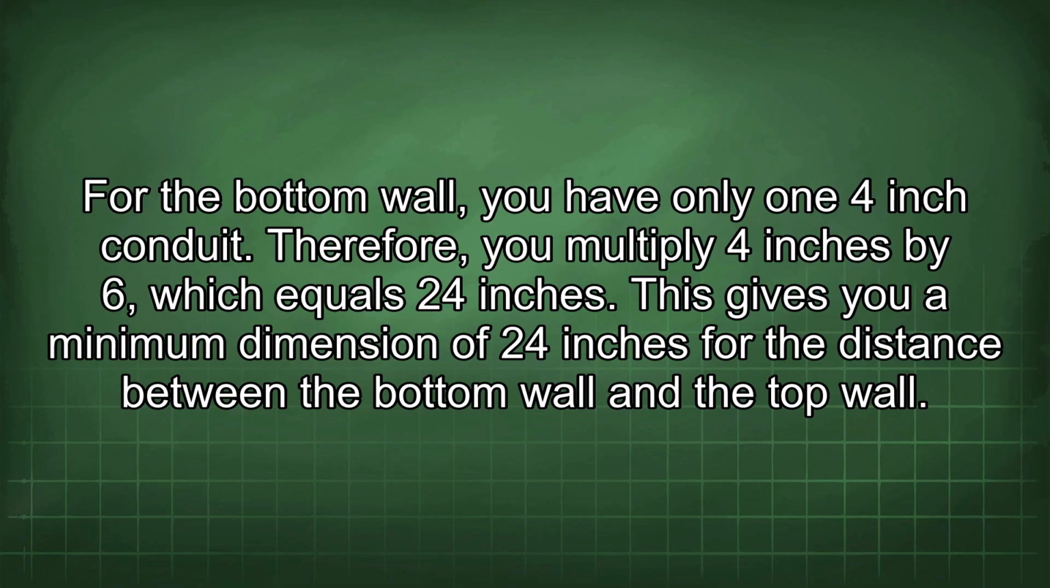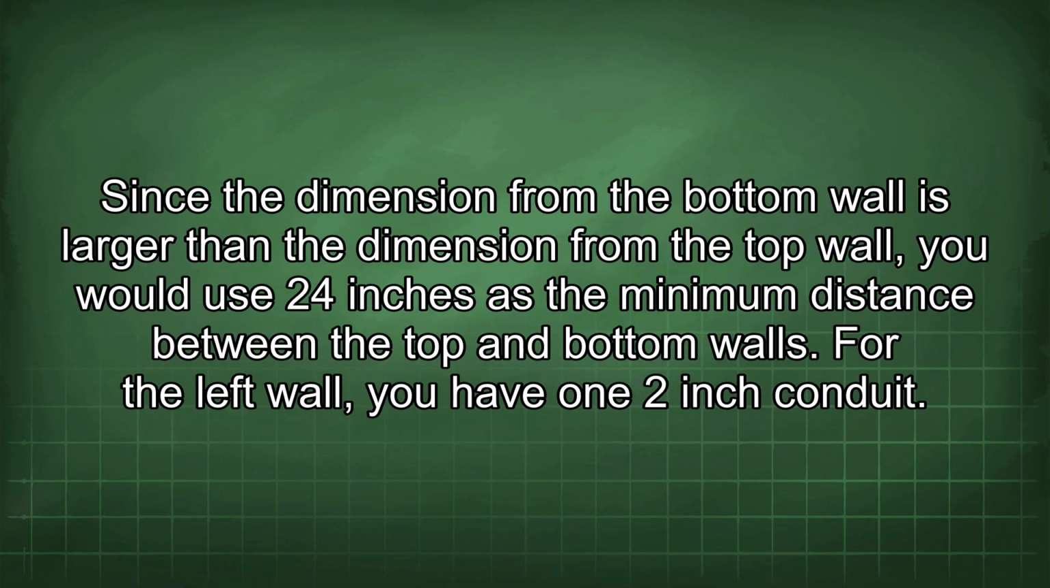For the bottom wall, you have only one 4-inch conduit. Therefore, you multiply 4 inches by 6, which equals 24 inches. This gives you a minimum dimension of 24 inches for the distance between the bottom wall and the top wall. Since the dimension from the bottom wall is larger than the dimension from the top wall, you would use 24 inches as the minimum distance between the top and bottom walls.